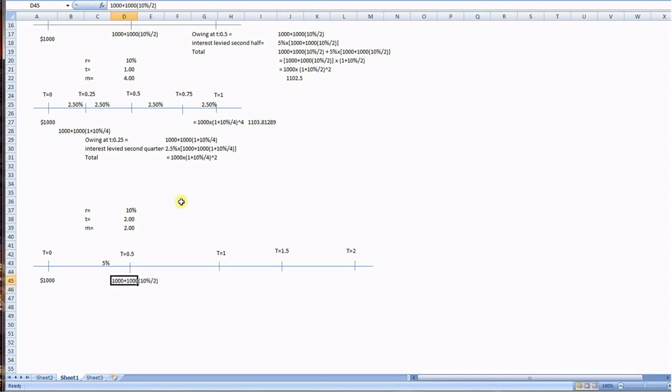So at t equal 1, it is very similar to what we did just now. Let me copy this down. At t equal 1, we have two components as well. We have the principal plus interest owing at t equal to 0.5. This amount will be as calculated here. Then we have interest levied in the second half of year 1.